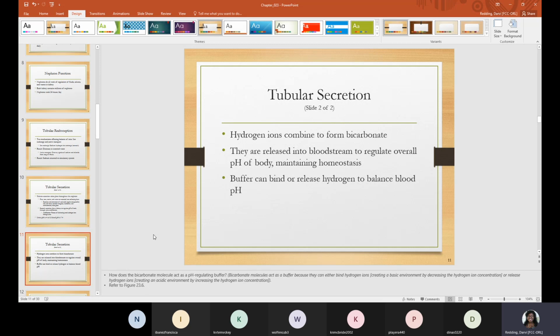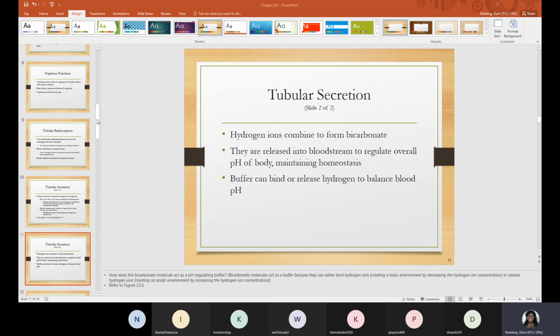The question might be, how does a bicarbonate molecule act as a pH regulating buffer? Well, bicarbonate molecules act as a buffer because they can either bind the hydrogen ions, creating a basic environment by decreasing the hydrogen ion concentration, or they can release the hydrogen ions, therefore creating an acidic environment by increasing the hydrogen ion concentration.